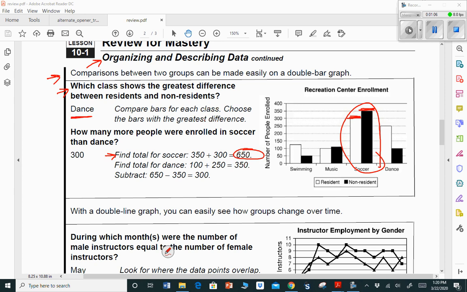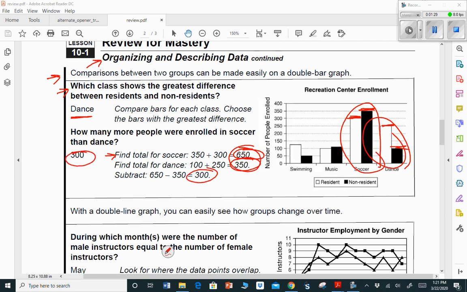And then find the total for dance. Here's dance with 100 and 250, which adds up to 350. And the question asked for the difference. And so you do 650 minus 350, and that gives you an answer of 300.